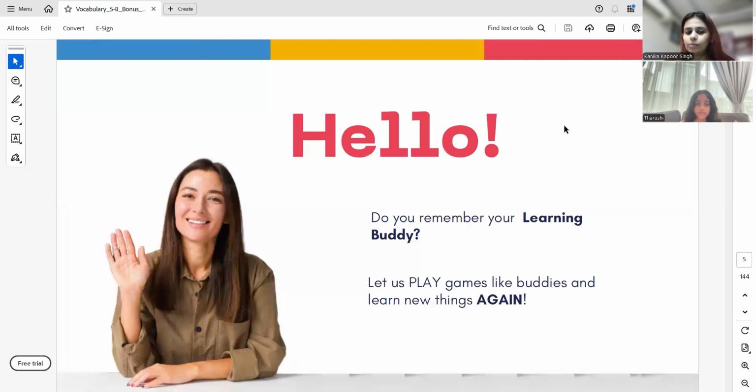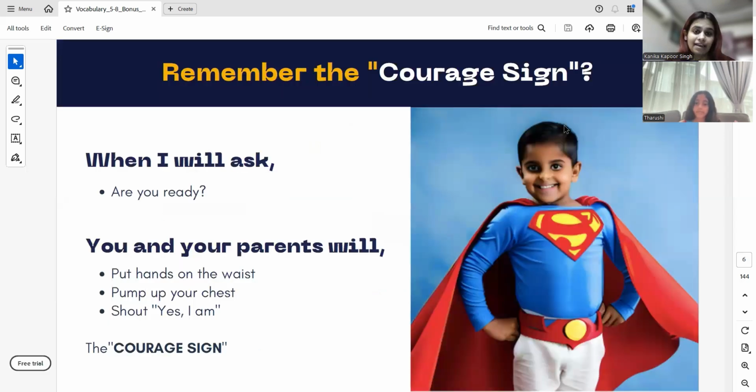Now I told you about myself. My name is Kanika Kapoor, not Garg. Okay, I'm Kanika Kapoor. So let's play a game like buddies, and don't take me as a teacher. I'm your learning buddy. I'm your friend here in the class, right? So you can ask me any doubt if you have any problem. If you think that you have to discuss anything that you discuss with your friends, you can discuss with me, right?